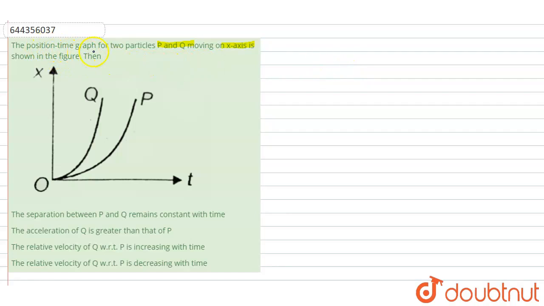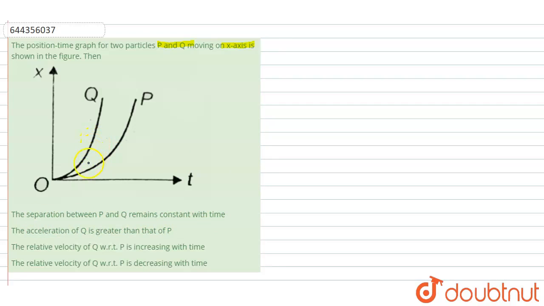Question is, the position time graph for two particles P and Q moving on x-axis is shown in the figure. So these are the position time graphs, and there are four options given below. So we have to check each option one by one, and we will try to find which option is correct and which option is incorrect. So let's come to the first option. First option is saying that separation between P and Q remains constant with time.